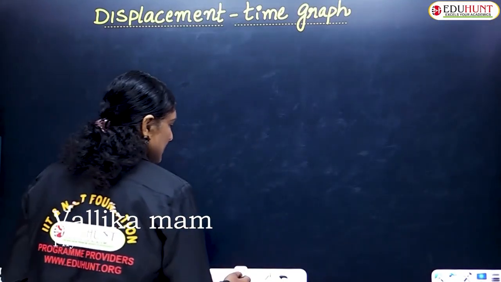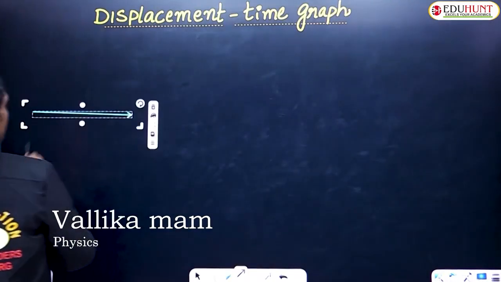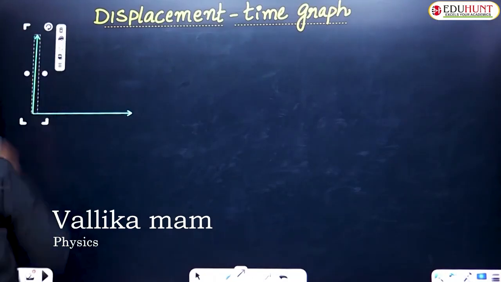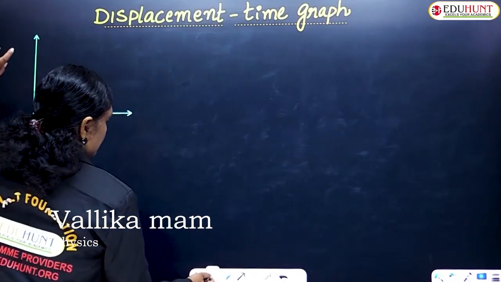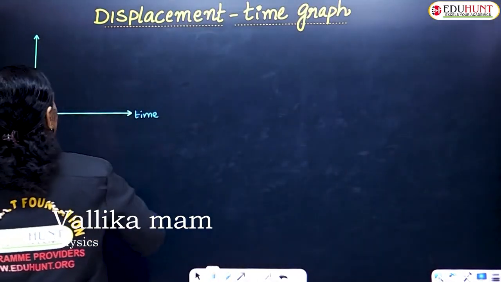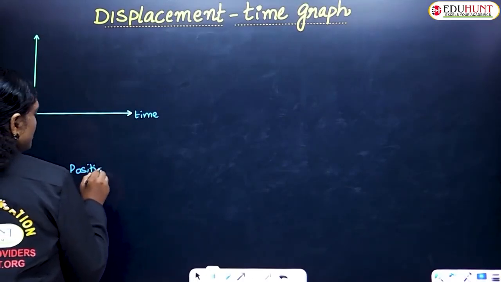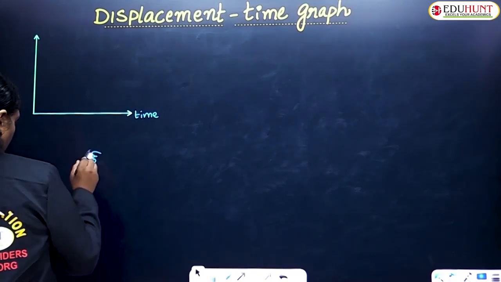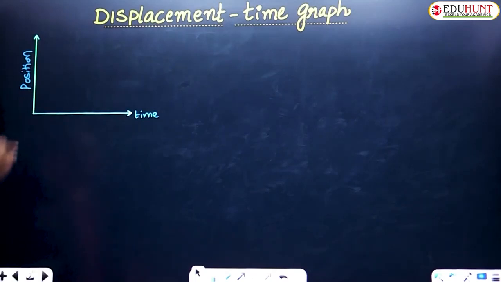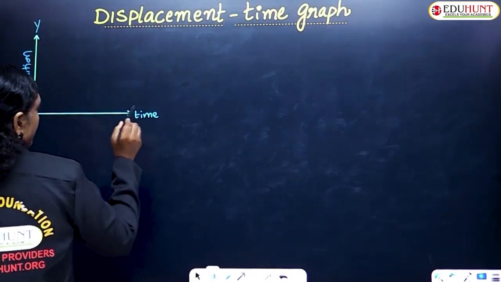First of all, let us consider the graph. So initially this is an x-axis and here is a y-axis. As I said, on the x-axis we always consider time, whereas on the y-axis we always consider position. Position is always taken on the y-axis, whereas time is always taken on the x-axis.